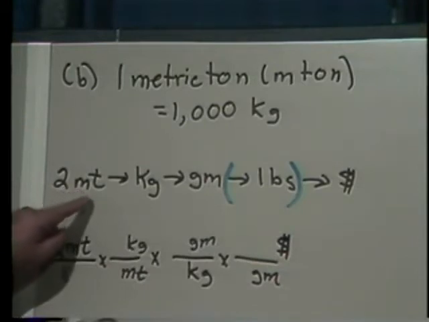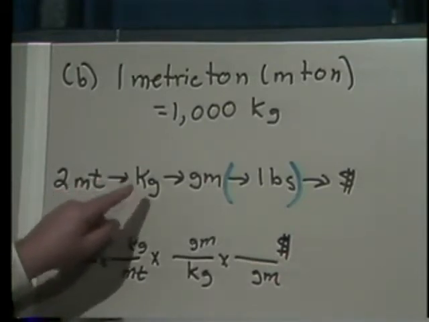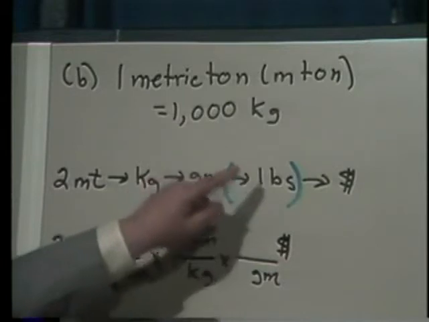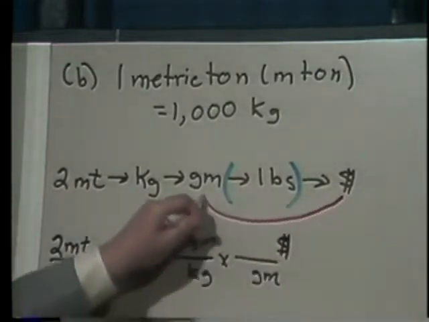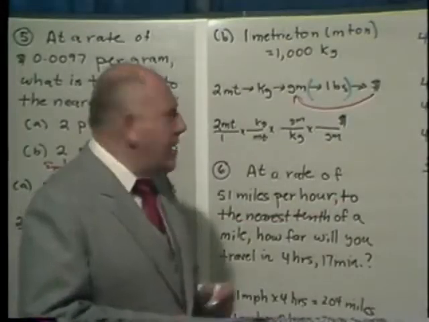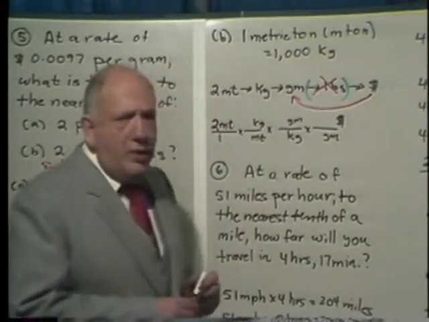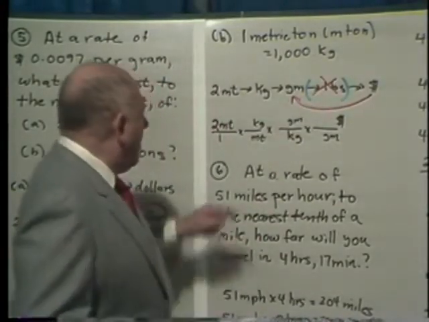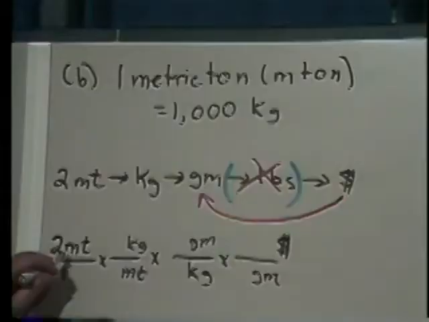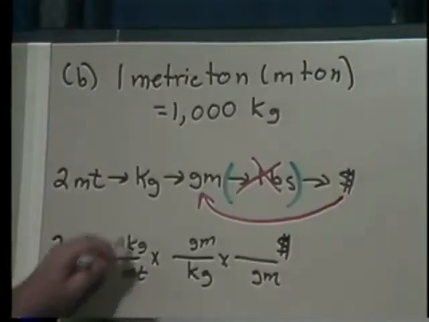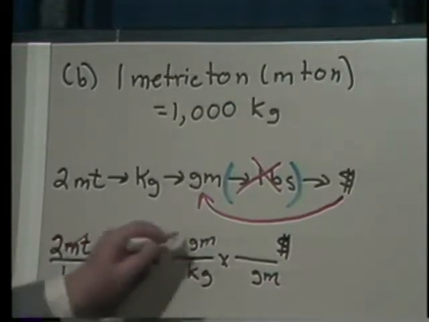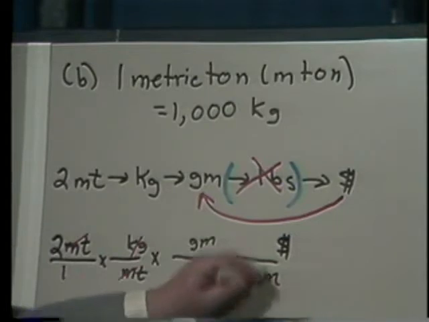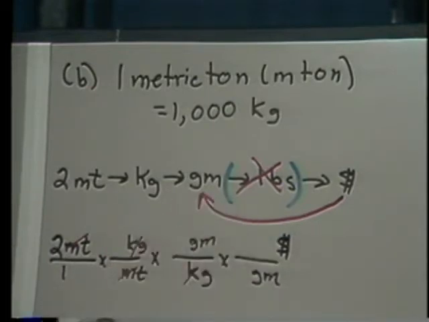See, from metric tons, I can get to kilograms. From kilograms, I can get to grams. From grams, I can get to pounds. And from pounds, I can get to dollars. Well, that's fine, except that in this problem, you're given dollars in terms of grams. In this particular problem, you don't need the English system. All you say is, look, I can convert metric tons into kilograms, can't I? Metric tons go into kilograms. Then I can convert kilograms to grams, then grams to dollars. Okay?